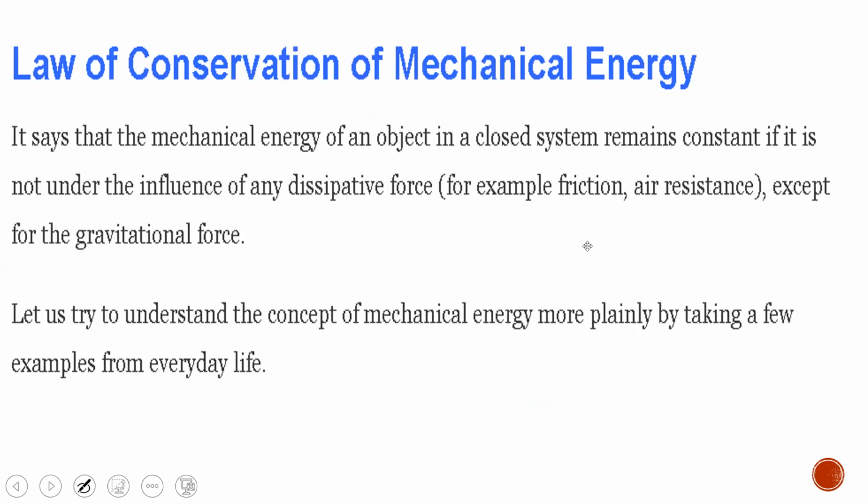Here also, since we have the law of conservation of momentum and conservation of mass, we have a conservation of mechanical energy. That means the mechanical energy of an object in a closed system remains constant if it is not under any force like friction or resistance, except the gravitational force. So only in a closed system the mechanical energy remains constant. There are no losses in the mechanical energy.